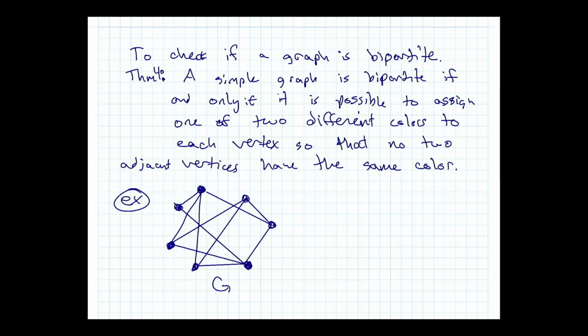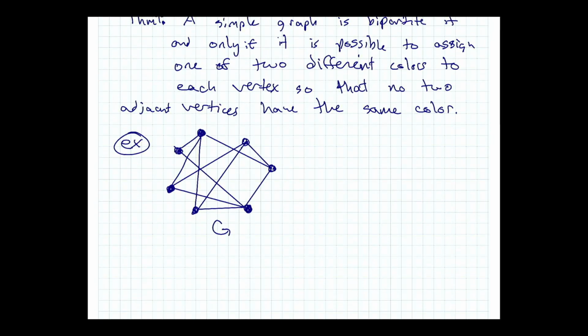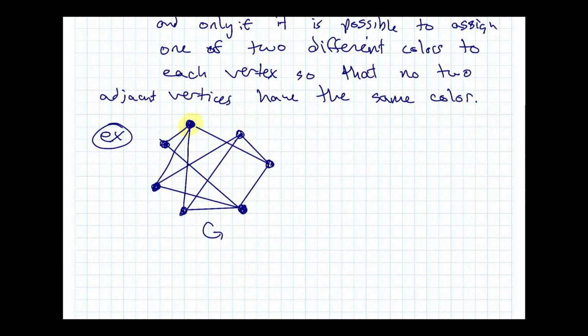If I pick yellow and pink, I'm just going to use a highlighter here. If I call this one yellow, then anything it's adjacent to has to be pink. So this one over here must be pink, because there's an edge. And this is also adjacent to this one and this one, so this one must be pink and this one must be pink. Then for each of those, you do the same thing. This one is pink, so this one needs to be yellow. This one needs to be yellow. Yellow, yellow.